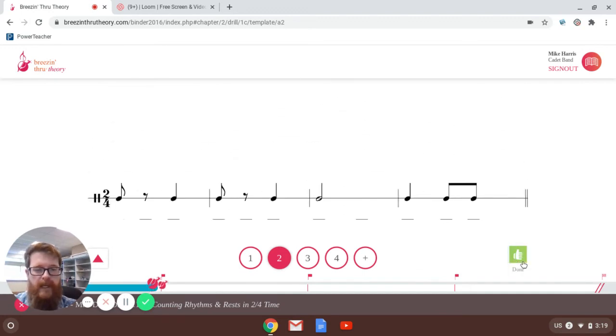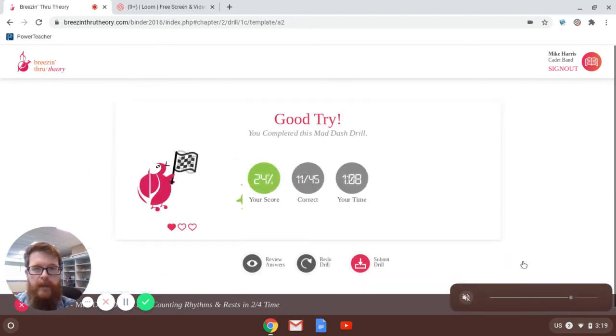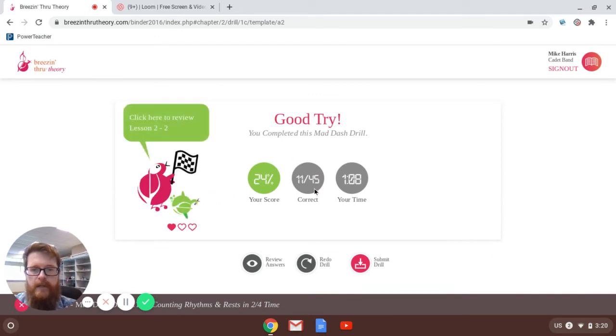Now remember, when you get to the end, you're going to want to click the done with the green thumbs up. And if you don't like your score, you can always go back and review the answers or even redo the drill.